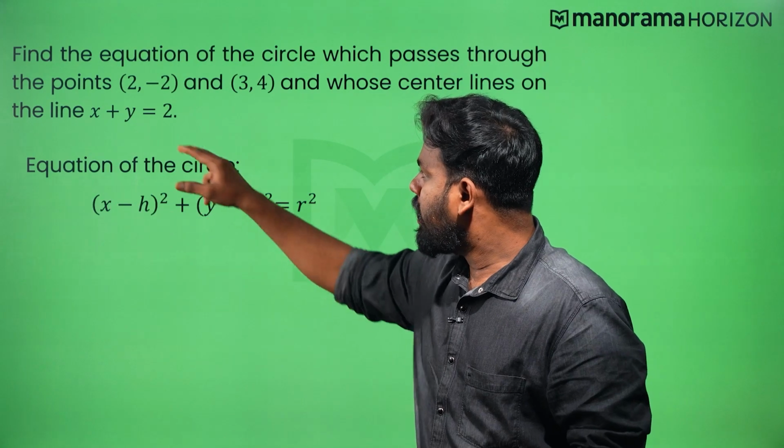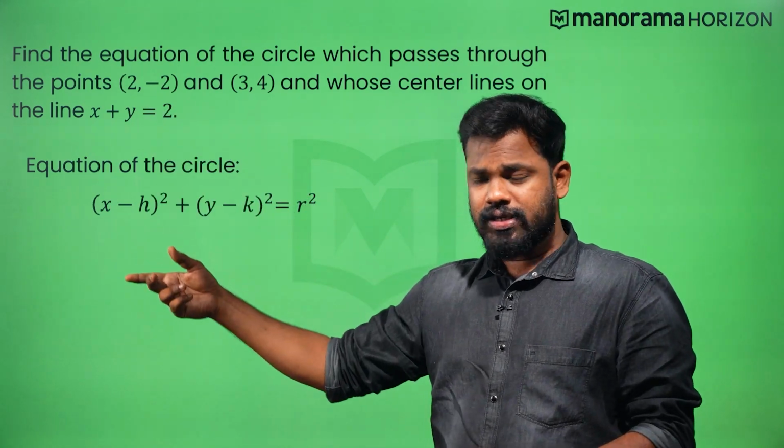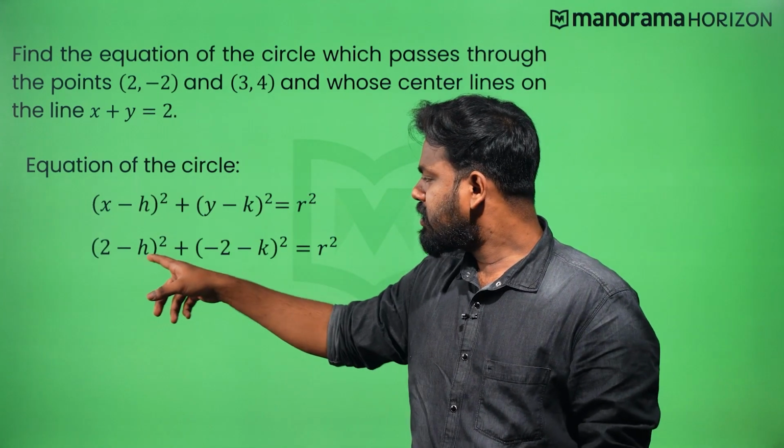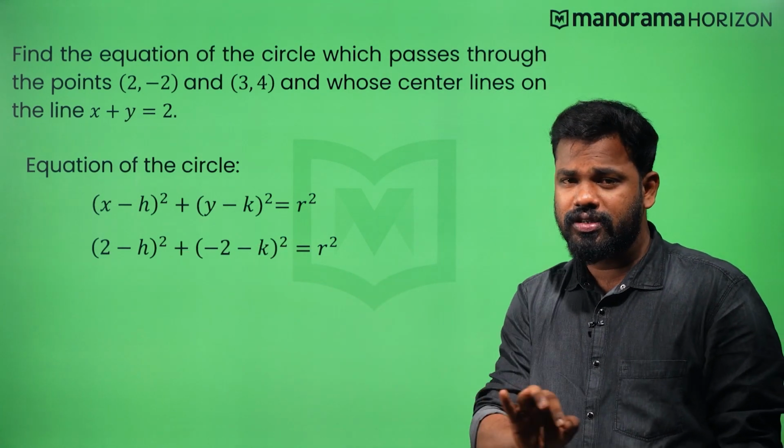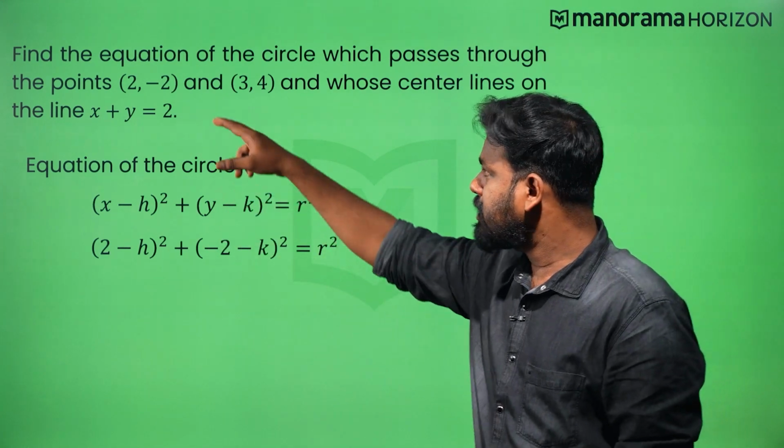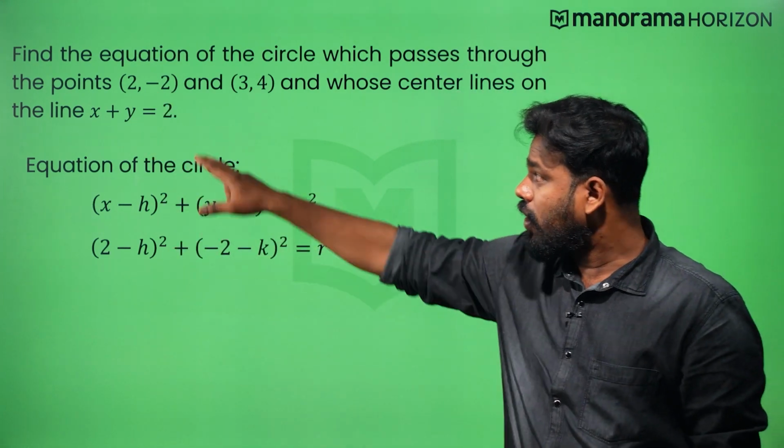So x and y, in place of that, I can put 2, minus 2. What I get is (2 minus h) the whole square plus (minus 2 minus k) the whole square is equal to r square. One equation. It is not the final equation. I just got an equation by substituting these 2 coordinates.